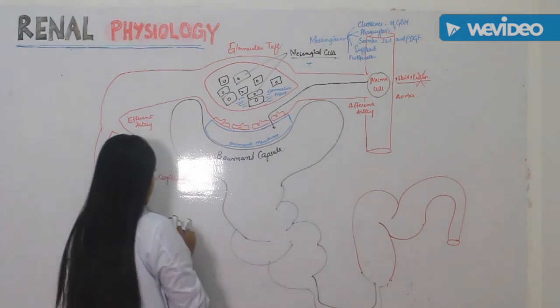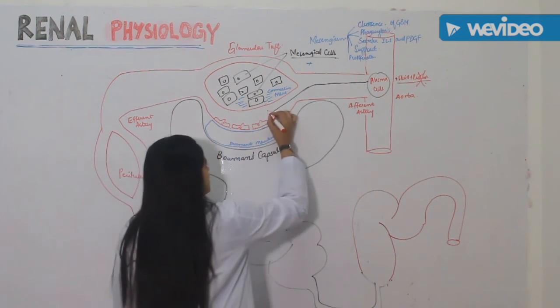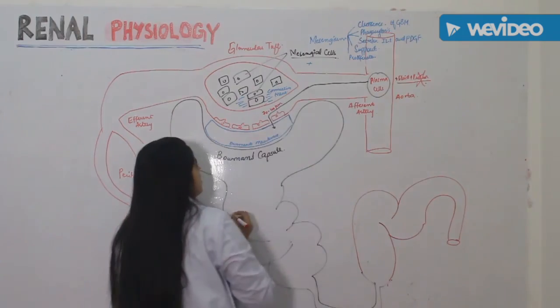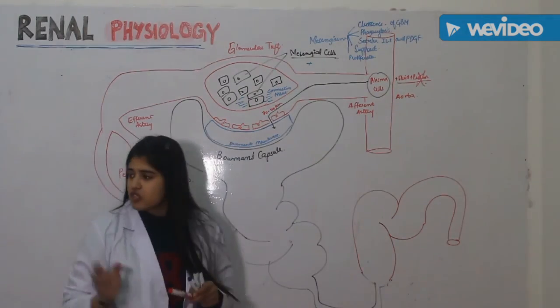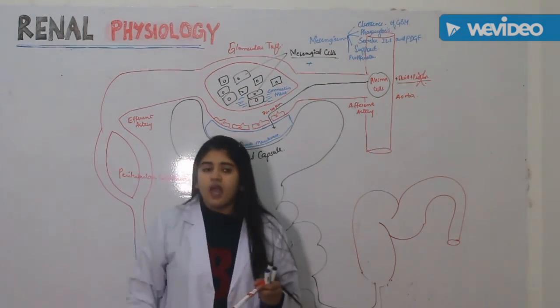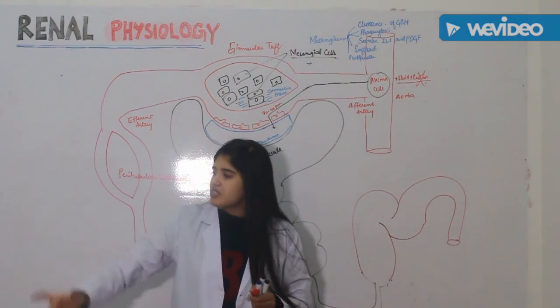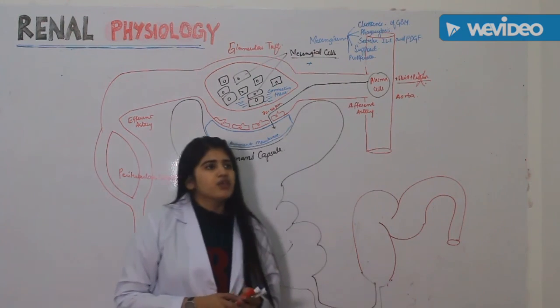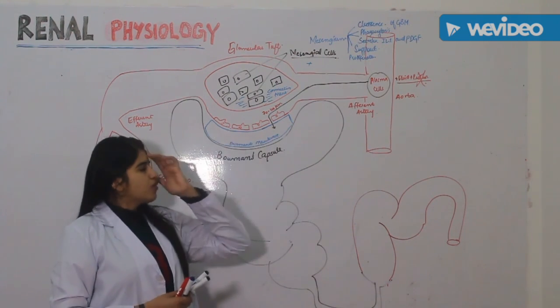So let me write over here the size of the fenestration. There could be 70 to 100 micrometer. So there are thousands of fenestrations over there, 70 to 100 micrometers, but the cell size is greater than that. Okay, so that's why you can say that the cells will not pass through it.